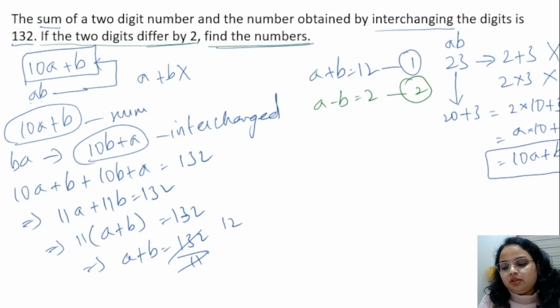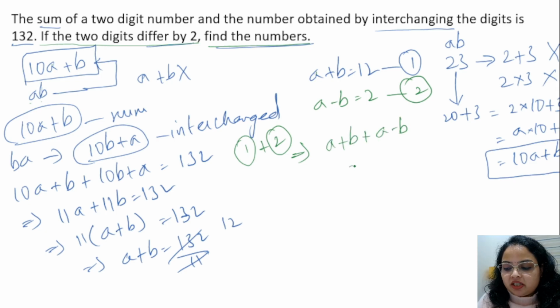We can either use the substitution method or the elimination method. So here I am using the elimination method. Now I will add the two equations, 1 plus 2. What will I get? A plus B plus A minus B is equal to 12 plus 2. Here plus B and minus B will be cancelled. 2A is equal to 14. A is equal to 7.